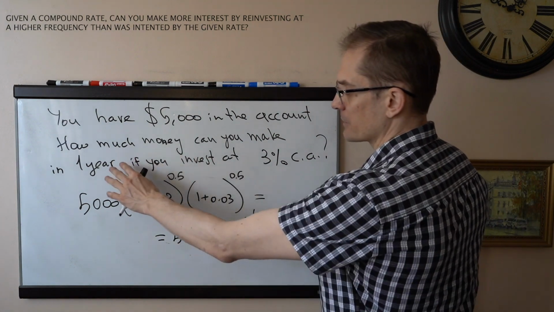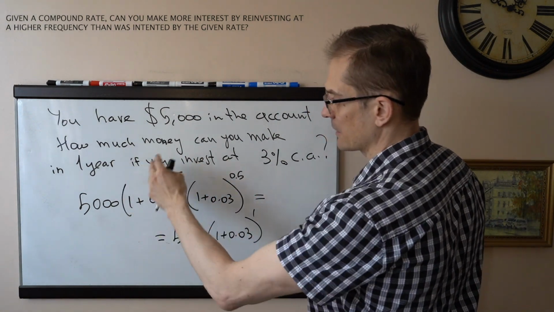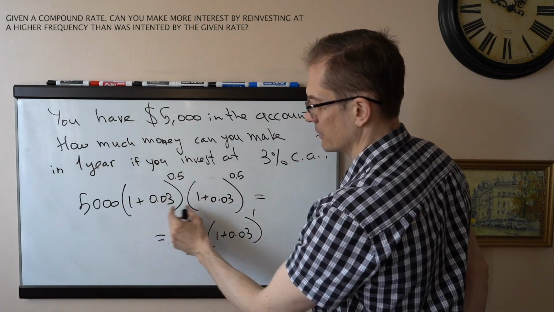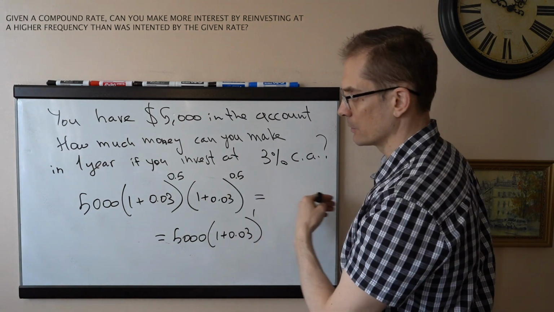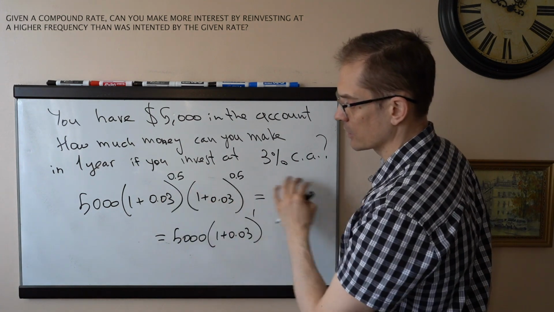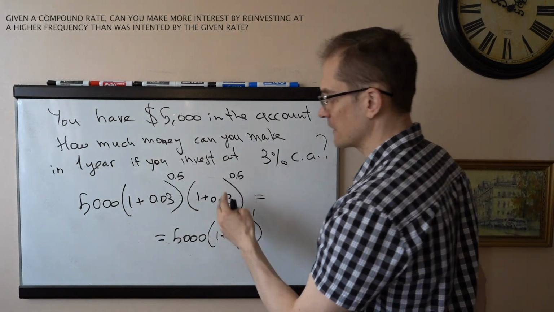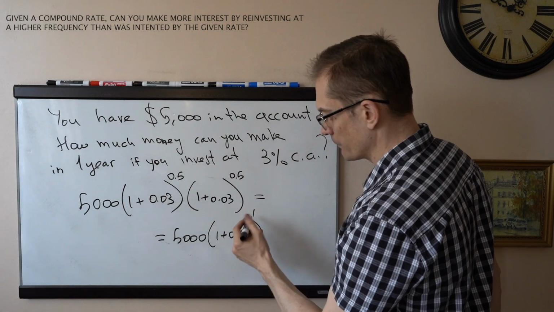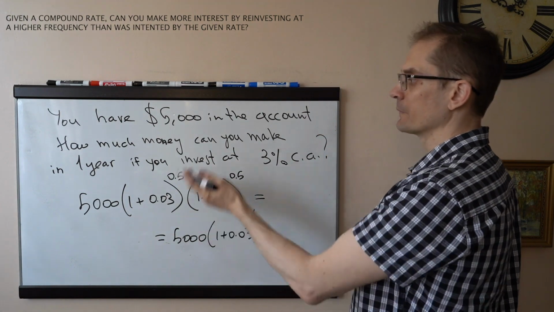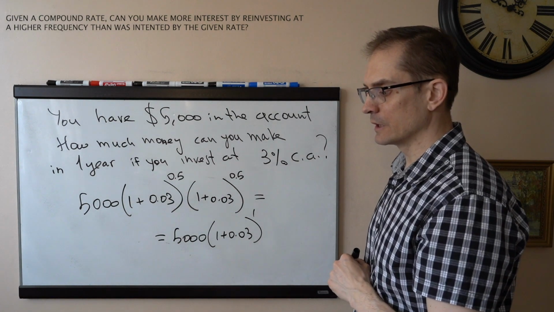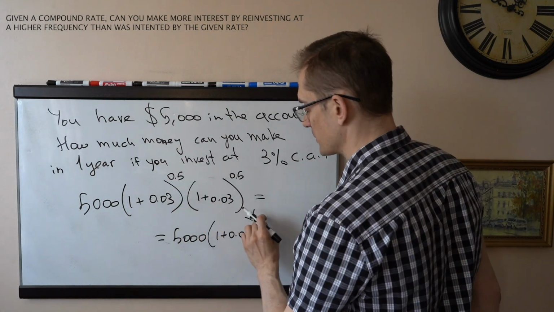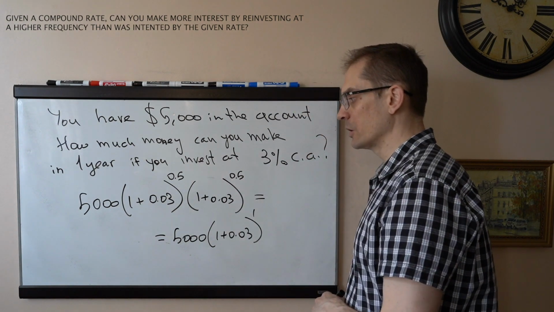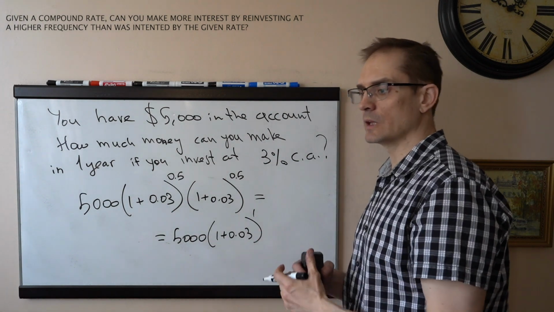You can realize that there is nothing special about 1 year. If you had, let's say, 3 years here, and you decided to reinvest every half year, these brackets would go for all 3 years, which means that you will have 6 of those brackets, but it doesn't matter. 0.5 plus 0.5 plus 0.5, 6 times, still would get you exponent 6 in that case, which would be a compounded annually investment for 6 years. So there is nothing special about 1 year. The point is that you cannot trick the system if it's a compound rate.